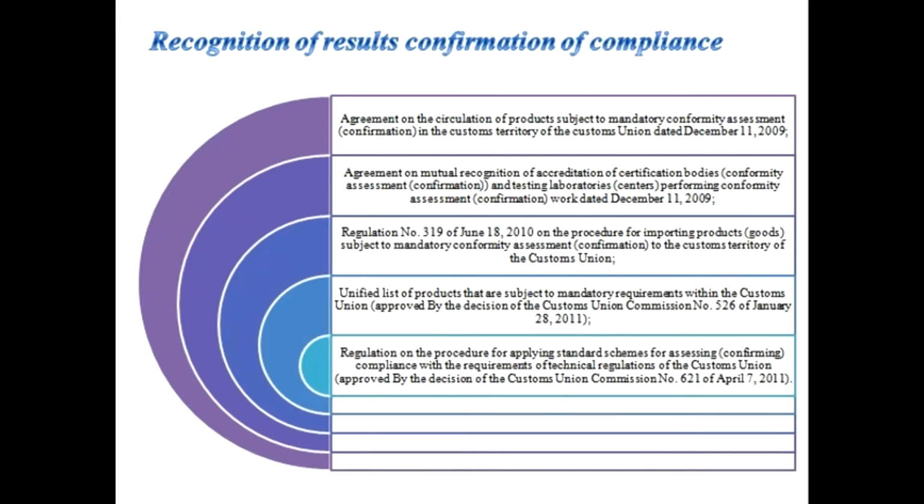Unified list of products that are subject to mandatory requirements within the Customs Union, approved by the decision of the Customs Union Commission number 526 of January 28, 2011. Regulation on the procedure for applying standard schemes for assessing and confirming compliance with the requirements of technical regulations of the Customs Union, approved by the decision of the Customs Union Commission number 621 of April 7, 2011.